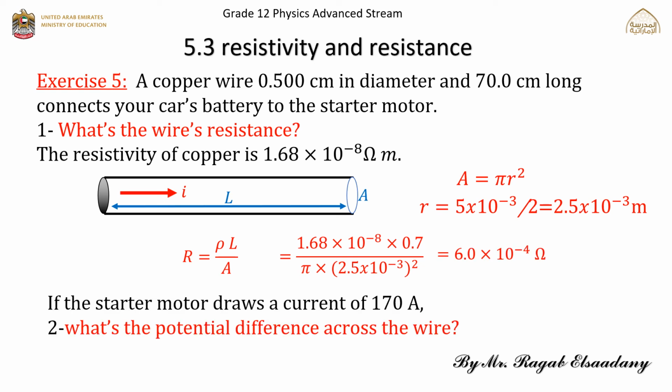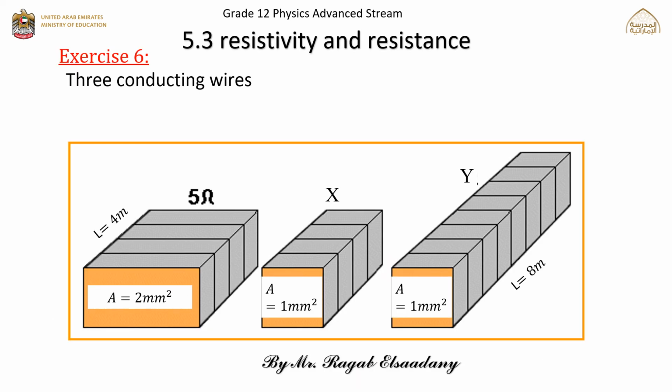If the starter motor draws a current of 170 ampere, what is the potential difference across the wire? Ohm's law states that delta V equals I times R equals 170 times 6 times 10 power minus 4 equals 0.1 volt.